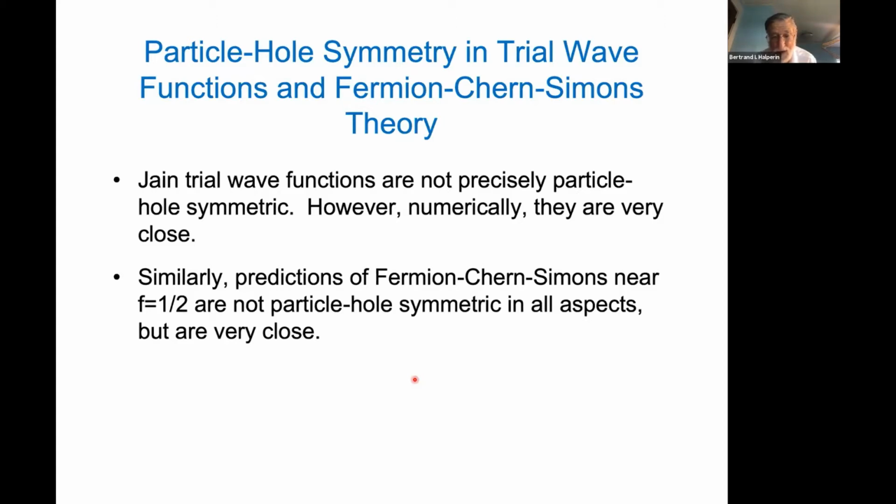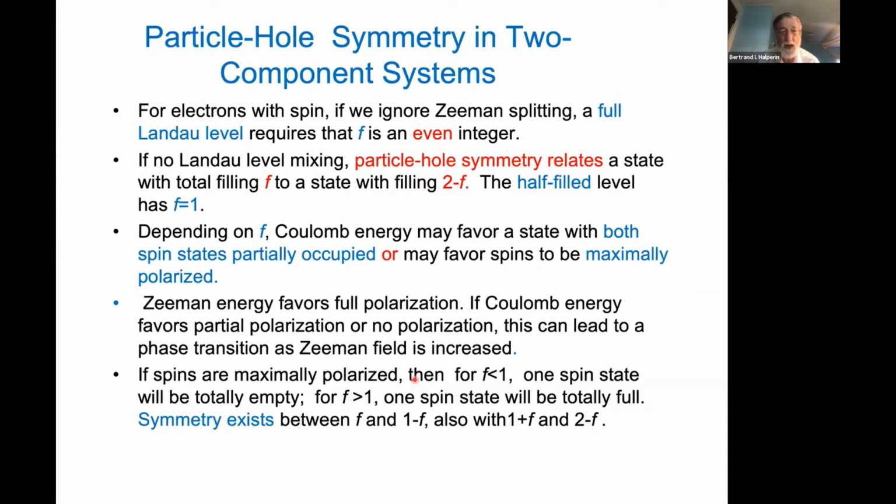We don't understand it completely, but it's not going to be relevant for what I talk about today. Okay, what about two-component systems? So, of course, with two-component systems, let's say if I have electrons with spin and I ignore the Zeeman splitting, then I have twofold degeneracy of the Landau levels. So a full Landau level requires not that F be an integer, but an even integer.